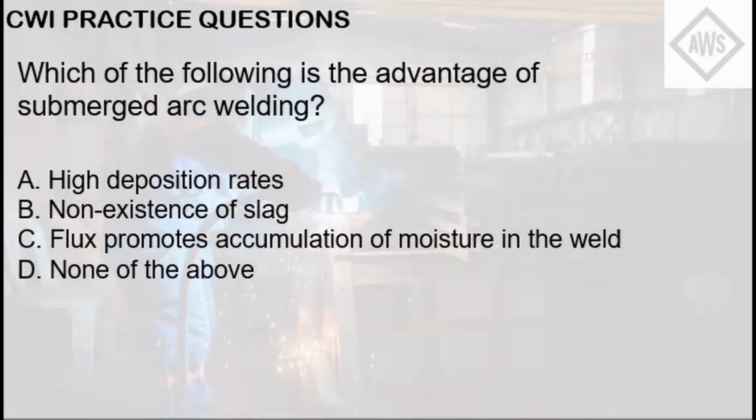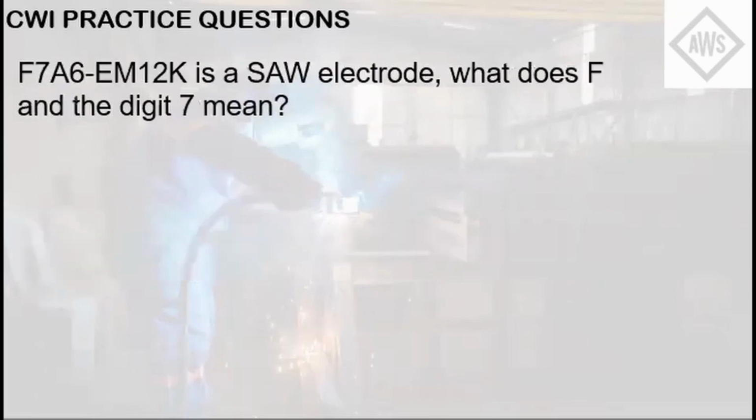Basically it is submerged arc welding. So basically it can produce high deposition rates of weld. So the answer here is letter A, high deposition rates. Remember that if you want high deposition rates, use SAW any day of the week. It will produce your desired weldment into a thicker metal.